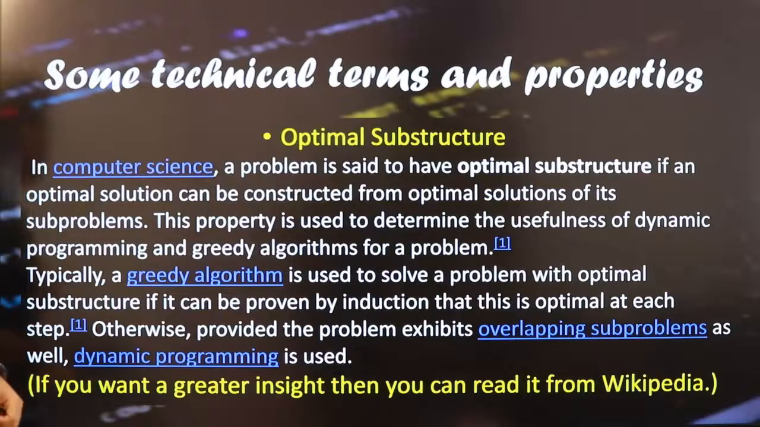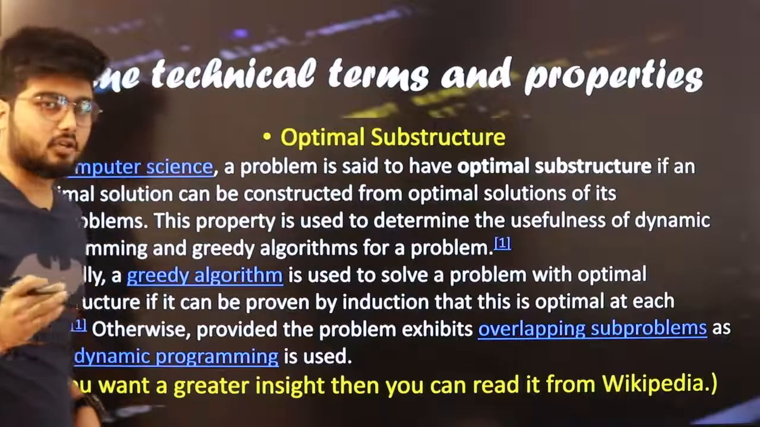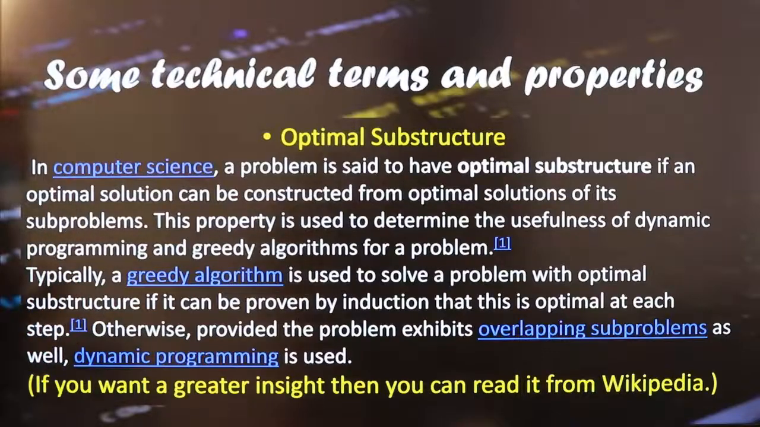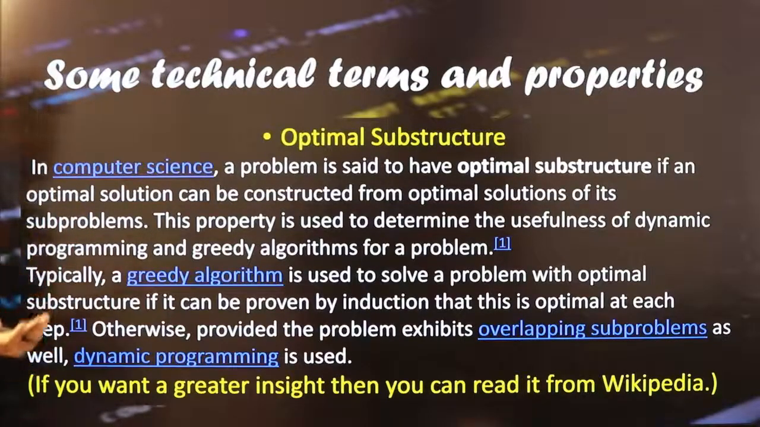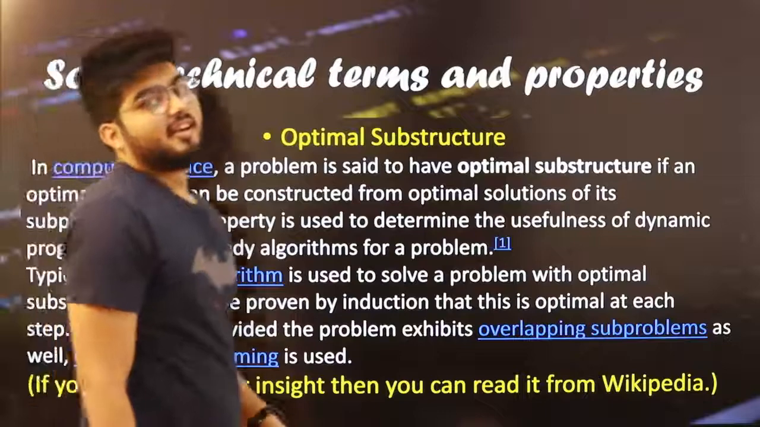Well, when does the main problem come? When we read the next property, which is optimal substructure. So let me read the definition from Wikipedia for you. In computer science, a problem is said to have optimal substructure if an optimal solution can be constructed from optimal solutions of its subproblems. This property is used to determine the usefulness of dynamic programming and greedy algorithms for a problem. Typically, a greedy algorithm is used to solve a problem with optimal substructure if it can be proven by induction that this is optimal at each step. Otherwise, provided the problem exhibits overlapping subproblems as well, dynamic programming is used.